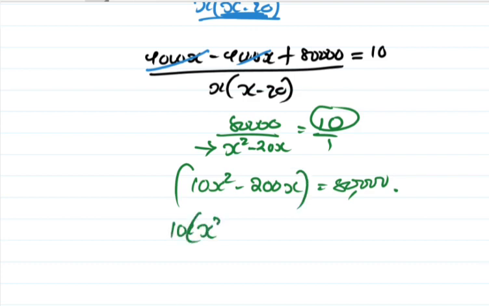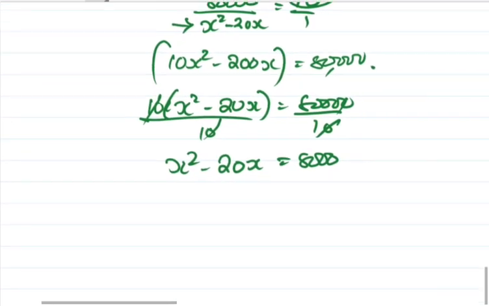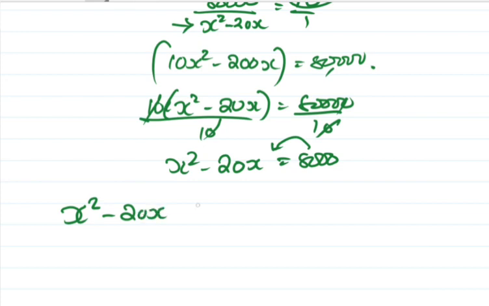Then we have x squared minus 20x is equal to 80,000. Here we're going to divide by 10, I also divide by 10. So this is x squared minus 20x, then is equal to 8,000. Then we're going to take this one and go to this side. So it will be x squared minus 20x minus 8,000 is equal to 0. And then you solve this one by completing the square, quadratic formula or factorization. So let's factorize this one.